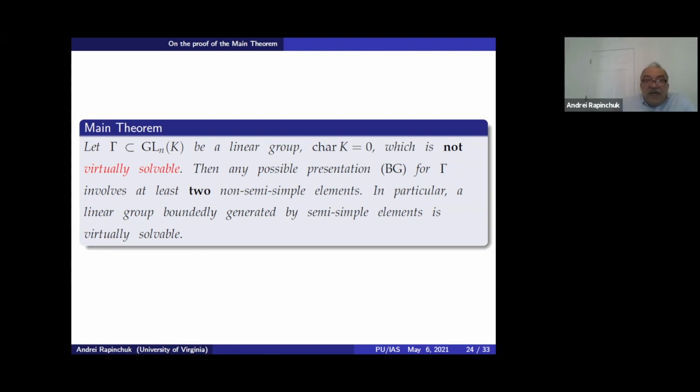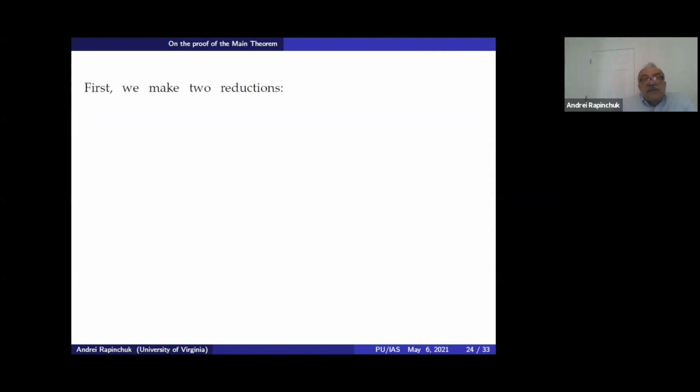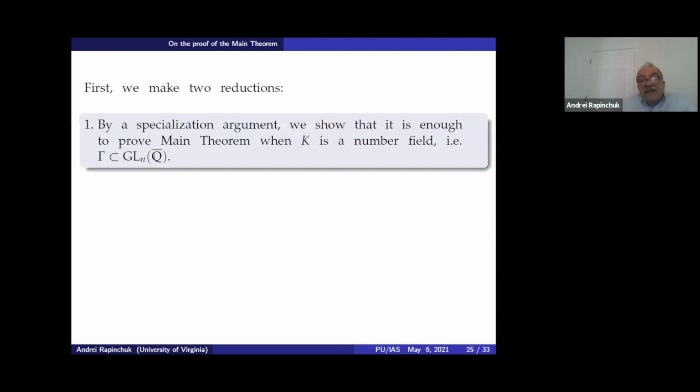Now, we start by doing two reductions. One is we use a specialization argument that shows that if there is a counterexample to the theorem over any field, there is also a counterexample over Q bar. And this tells us that it's enough to consider only the case where our group is over Q bar. That's the first reduction.